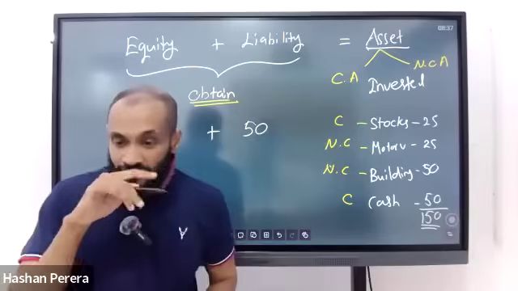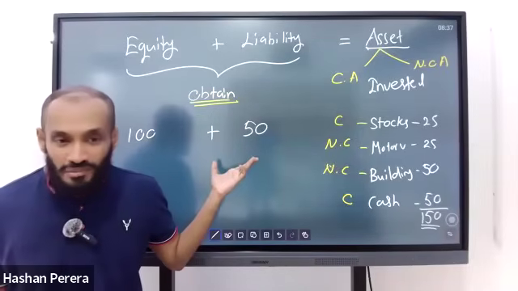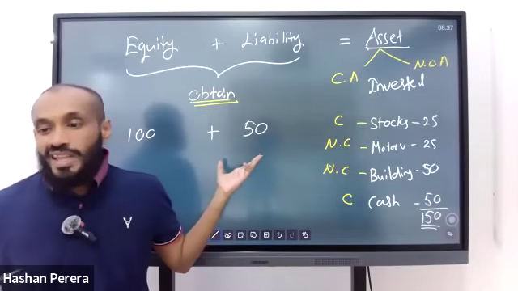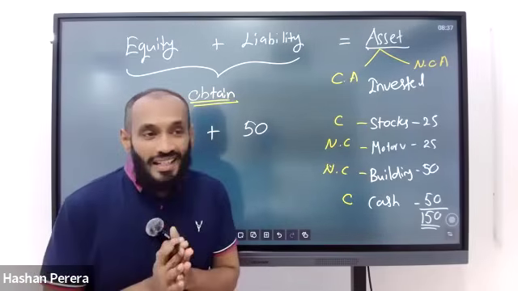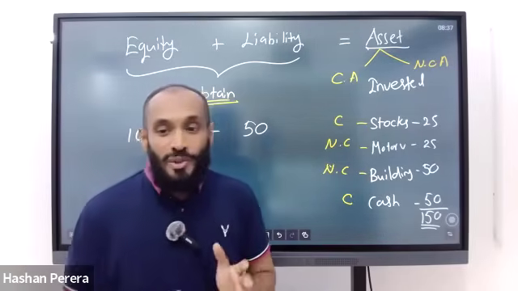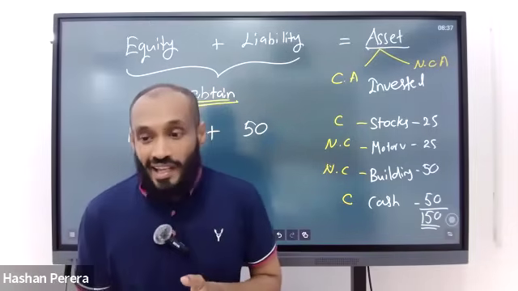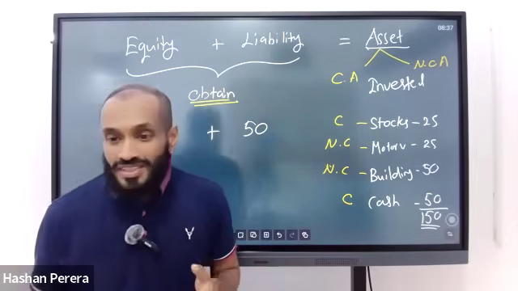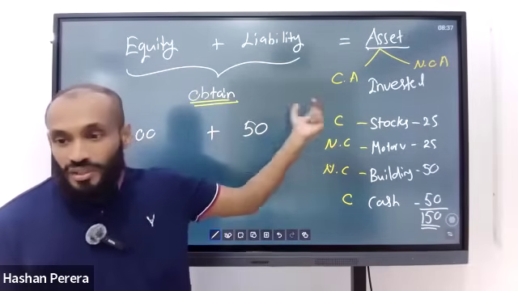Again, on the other side, investing assets. Once we collect this money or once we obtain this money, funds, we have to decide whether we are going to buy stocks, motor vehicle, building, cash, or furniture. So we have to decide whether we are going to invest on stocks.